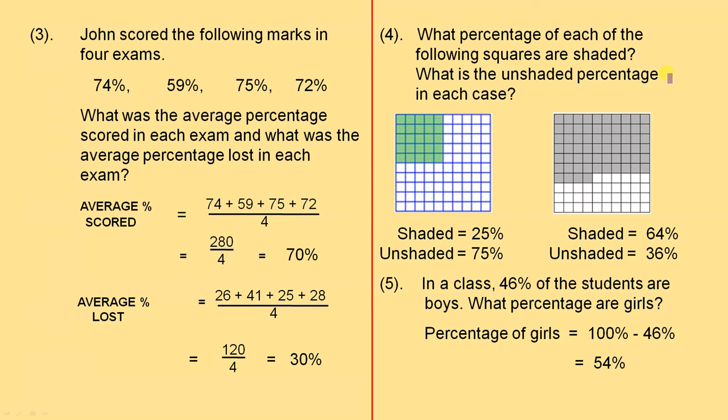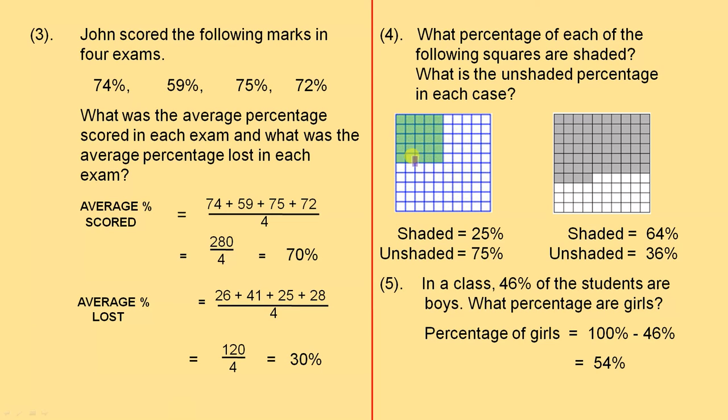What percentage of each of the following squares is shaded? What is the unshaded percentage in each case? So for shaded here, let's see how many squares there are altogether here. 1, 2, 3, 4, 5, 6, 7, 8, 9, 10. 1, 2, 3, 4, 5, 6, 7, 8, 9, 10. So there are 100 here.